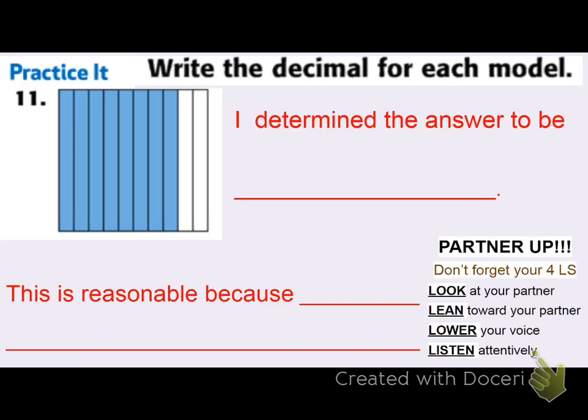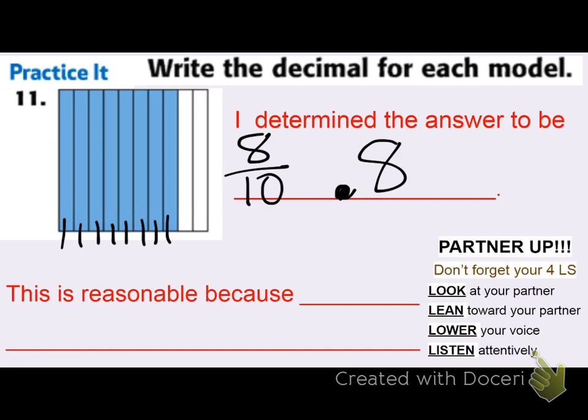So again, write the decimal for each model. They did the step 1, they shaded the model, and I can see that they have actually shaded 1, 2, 3, 4, 5, 6, 7, 8. 8 out of 10, or 8 in the tenths place. This is reasonable because there is 8 shaded out of 10. 8 tenths.